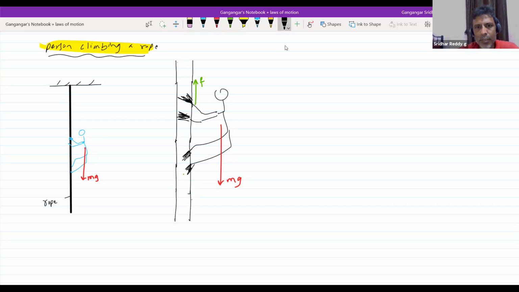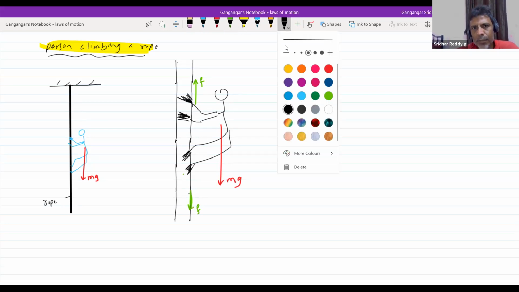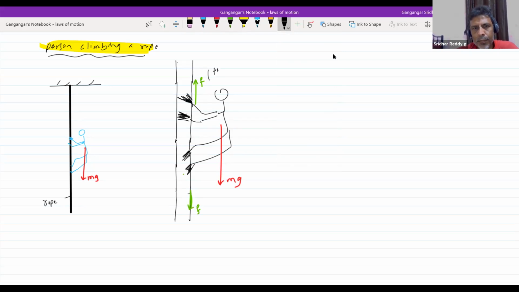This diagram is very important. Once you get this, the rest you can manage. Just a small idea based on this. Now, what is this F you have to interpret? Friction on man by the rope. What about this? Friction on rope by man. Sir, we don't know the friction chapter. So just have an idea. Friction means some resistive force.